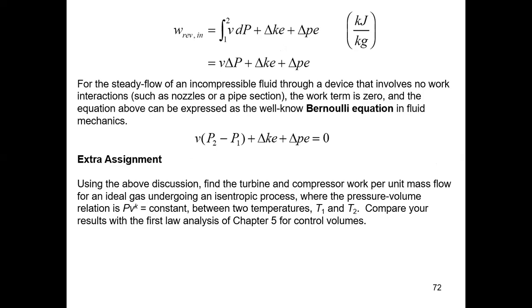For steady flow of an incompressible fluid through a device that involves no work interaction, such as a nozzle or a pipe section, the work term is 0, and the equation above can be expressed as the well-known Bernoulli equation in fluid mechanics: V times (P2 minus P1) plus change in kinetic energy plus change in potential energy is equal to 0.